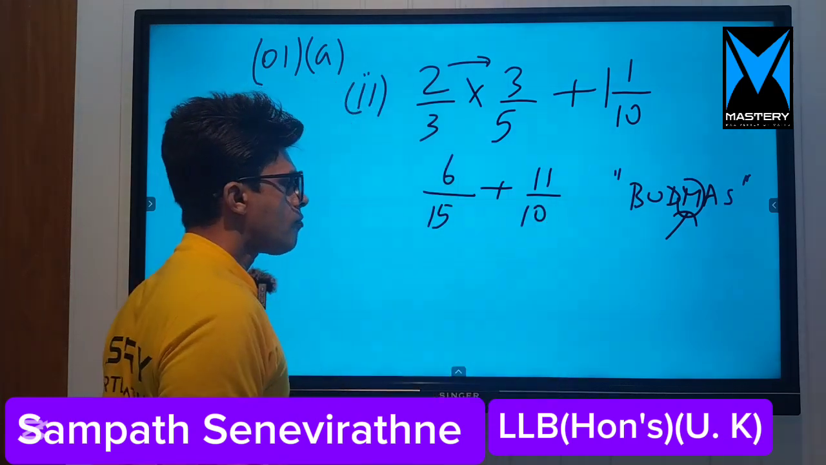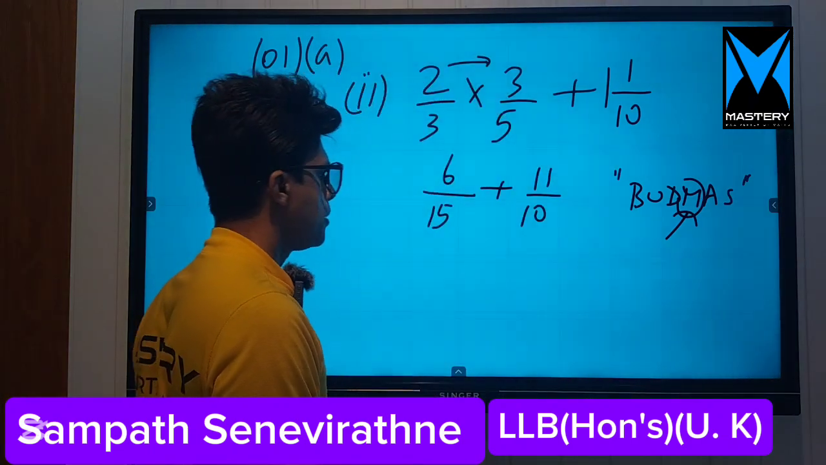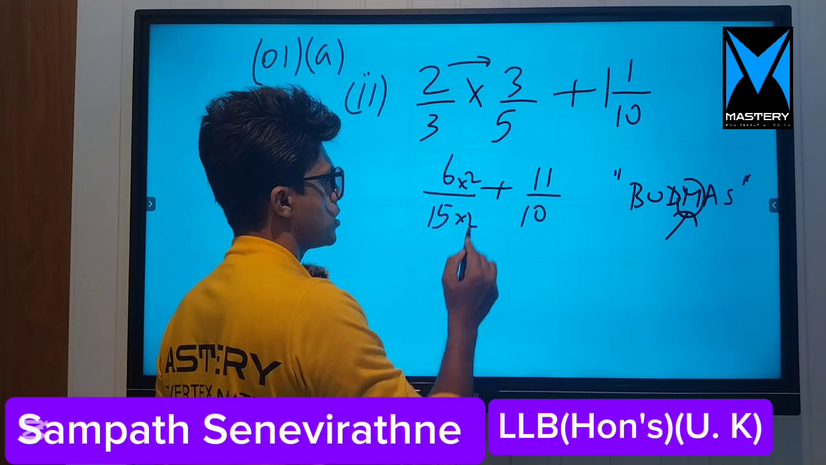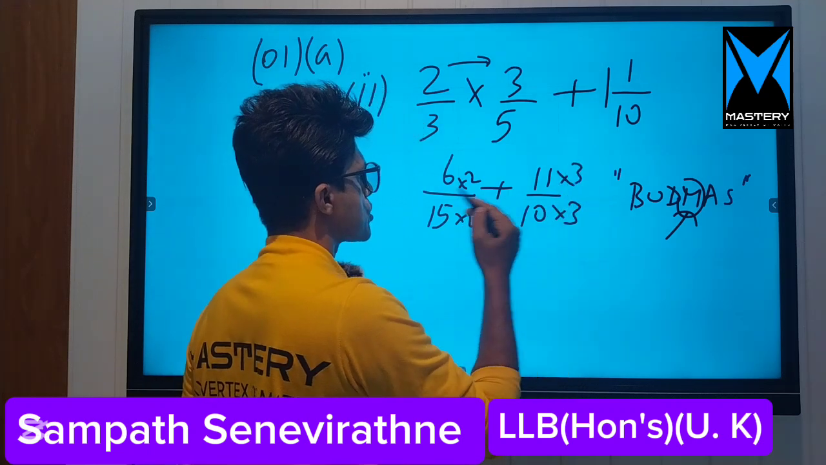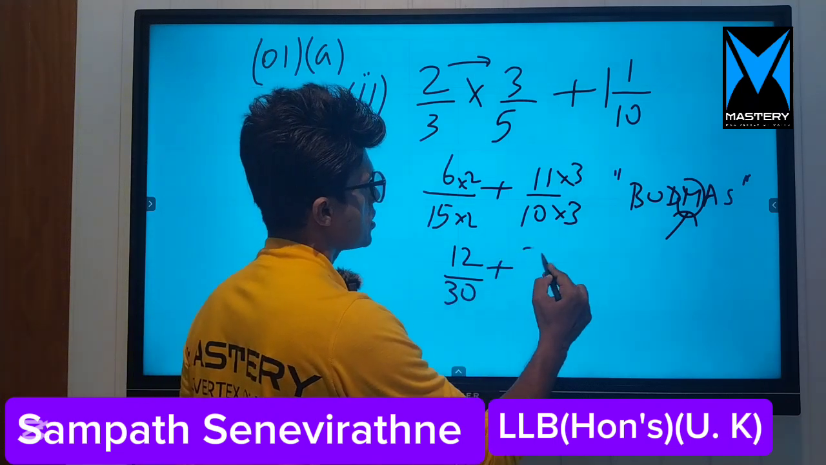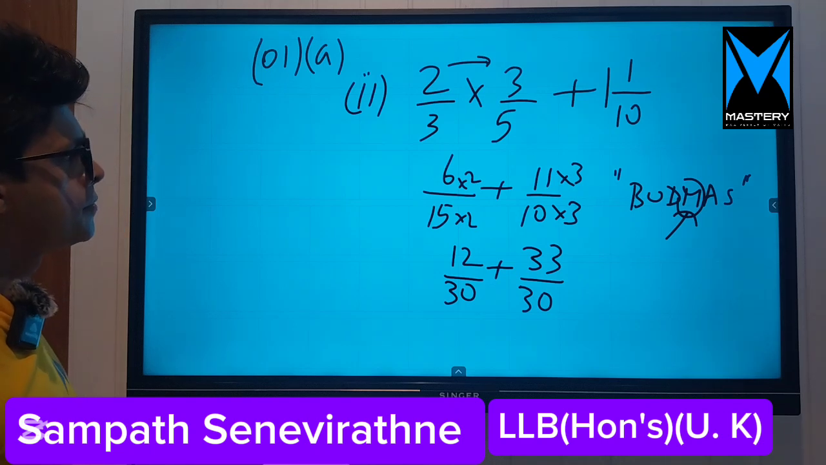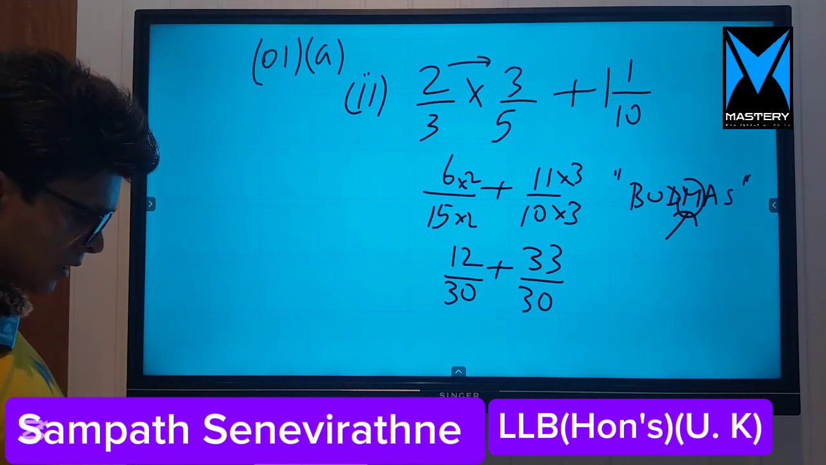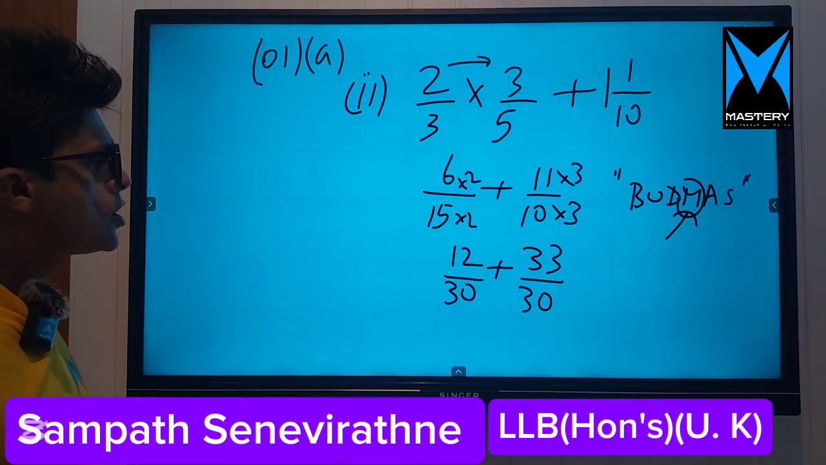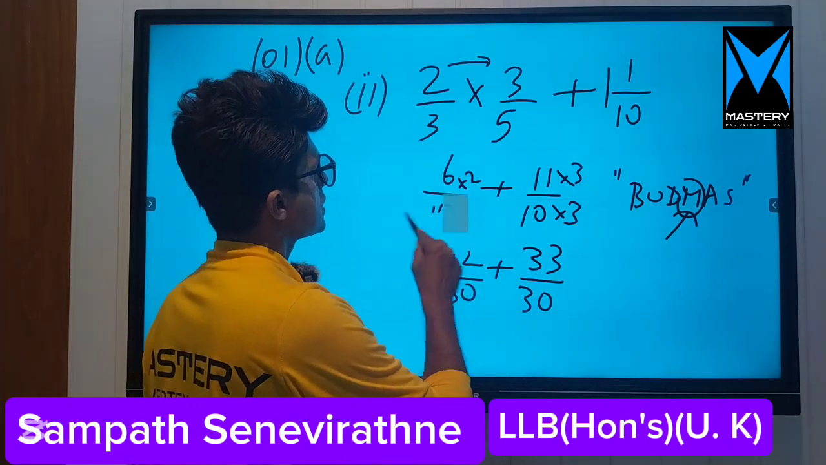11 over 10. How can you make 15 and 10 equal? You could convert them to 30. Multiply by 2, multiply by 2, and here multiply by 3, multiply by 3. So 6 times 2 is 12, 15 times 2 is 30, then 11 times 3 is 33. Yes. So I think this way of simplifying is okay, but before that, I think this sum can be simplified in another way.